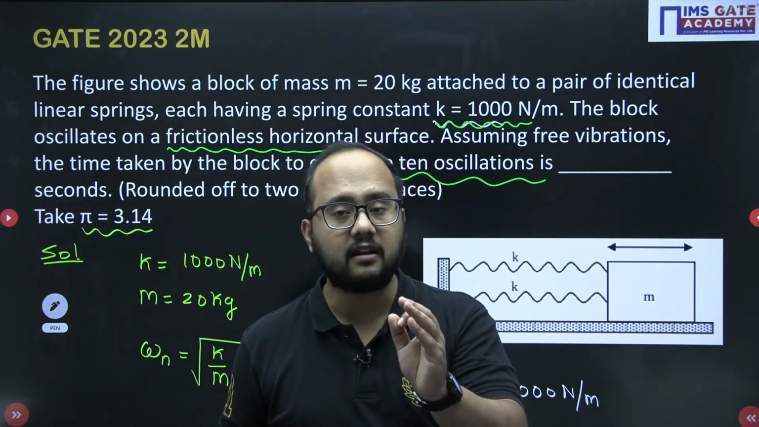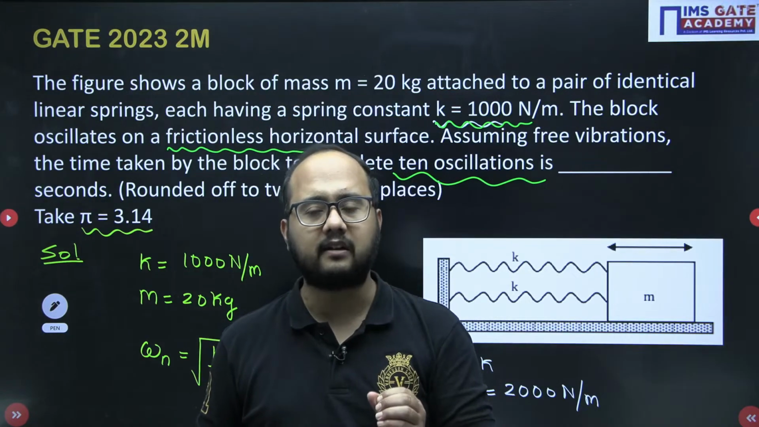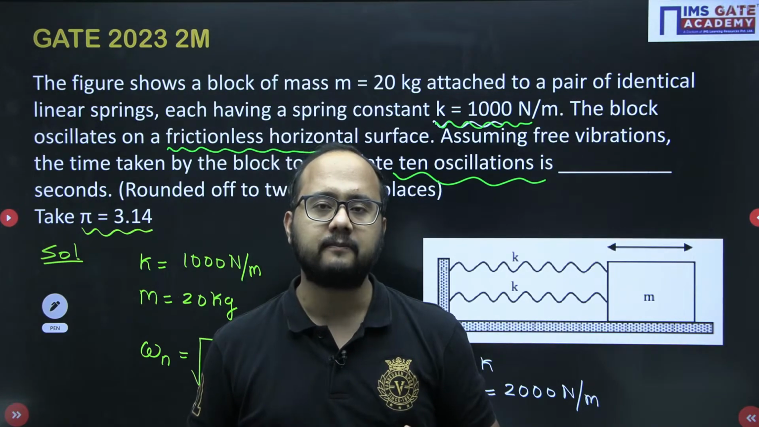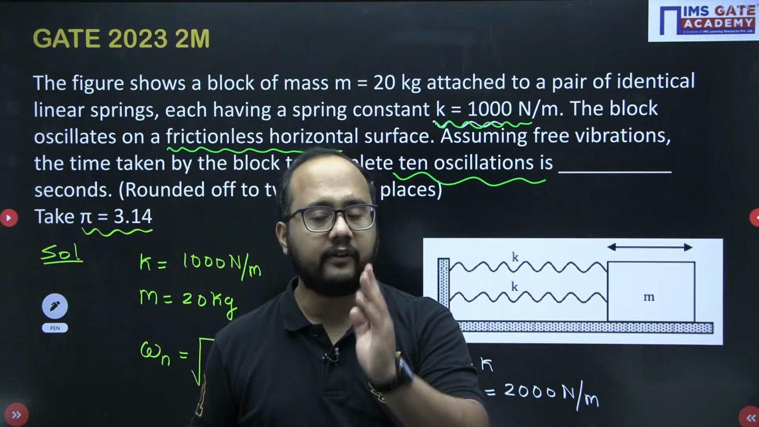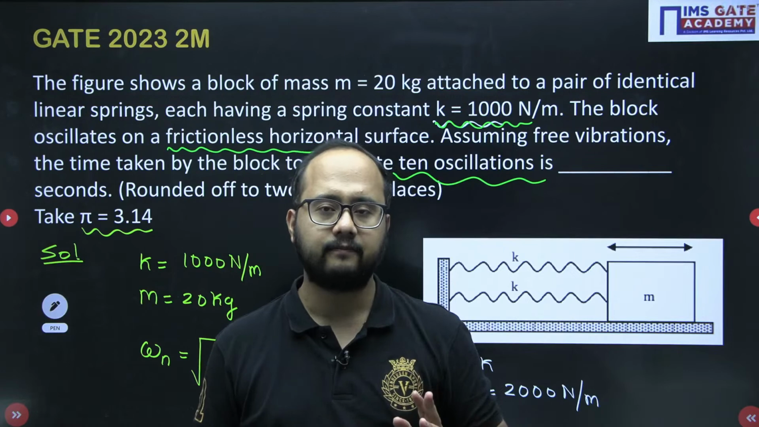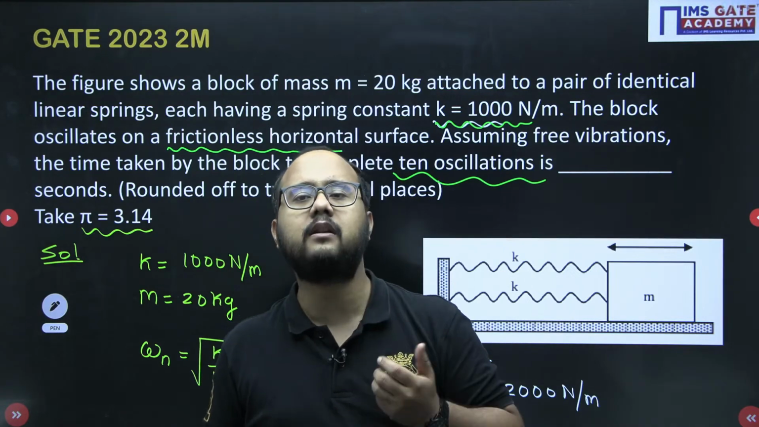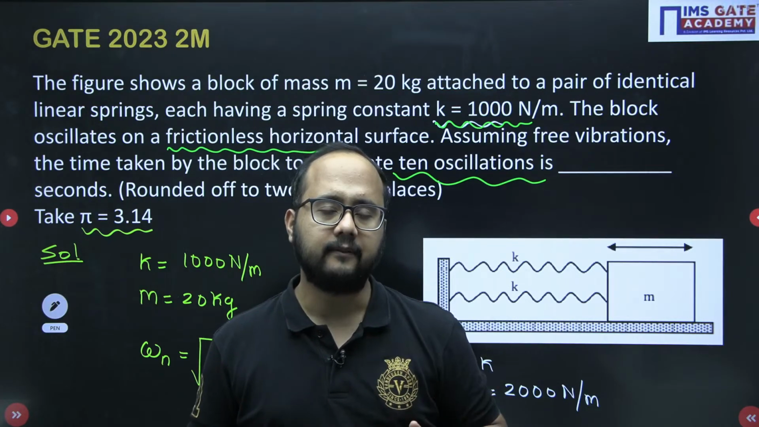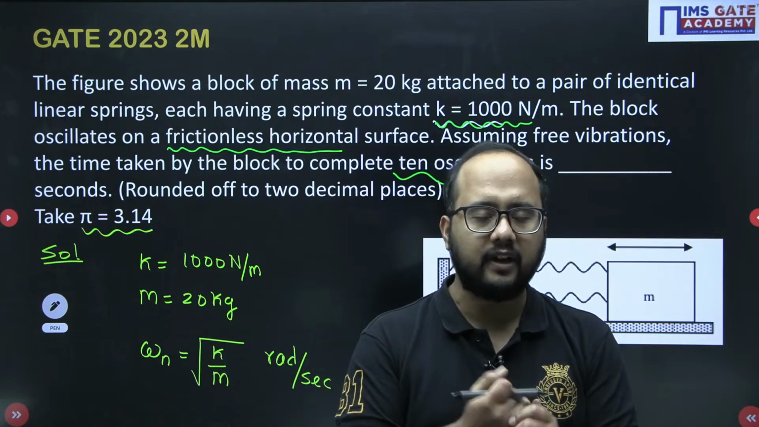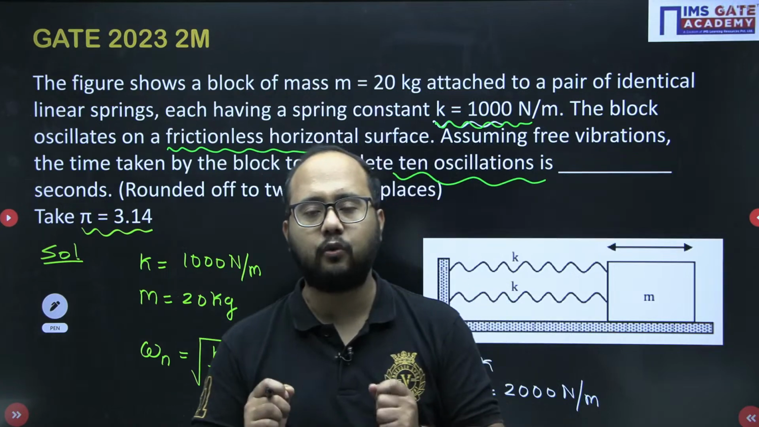So simply try to solve as many problems as possible, give as many tests as possible, and do multiple revisions. Giving tests is the best way to revise any subject or syllabus. If you give full length tests, multiple revisions will automatically be done. Got it? So in this session, we have solved all the problems from GATE 2023.